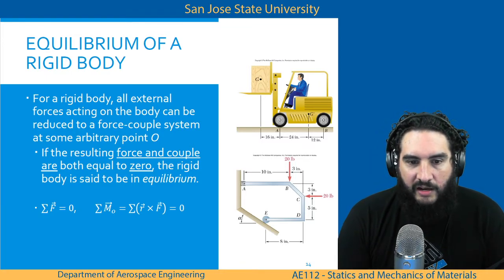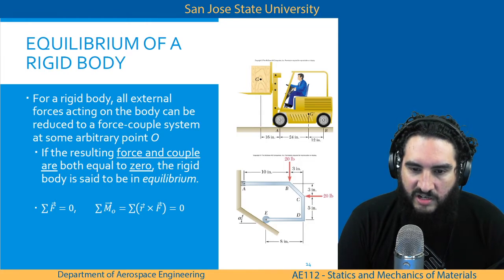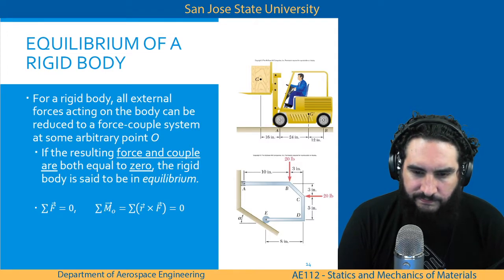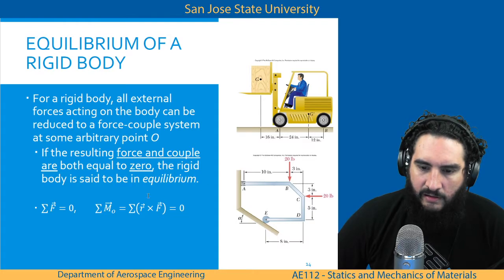Equilibrium of a rigid body. For a rigid body, all external forces acting on the body can be reduced to a force couple system at some arbitrary point O. I kind of want to segue into the quiz, but after this slide, I'll segue into the quiz. If the resulting force and couple are both equal to 0, the rigid body is said to be in equilibrium.